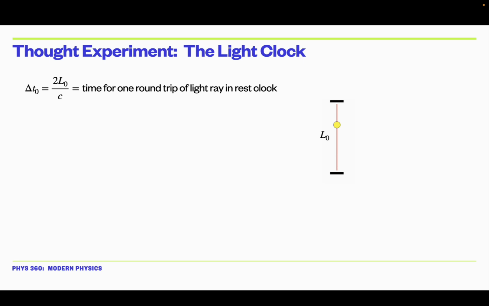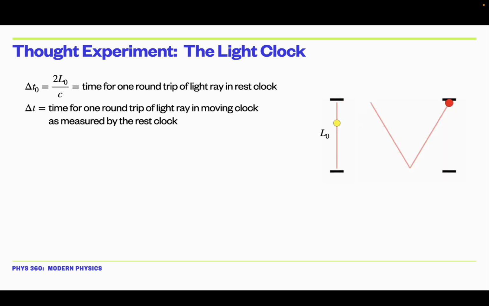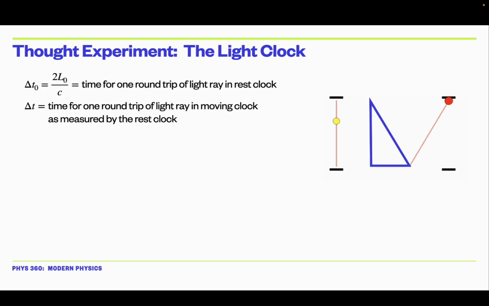So let's analyze this. We're going to start with our light clock at rest. Again, delta t naught is the time it takes for one tick, for the light to go down, bounce, and then back up. Delta t is going to be the time for one tick of the light clock that is in relative motion to us. So it's the time from our reference frame for the light to take this diagonal path, go down, hit the bottom mirror, and then back up to the top mirror. Okay, so that's delta t. And what we want to do is find a relationship between delta t naught and delta t.